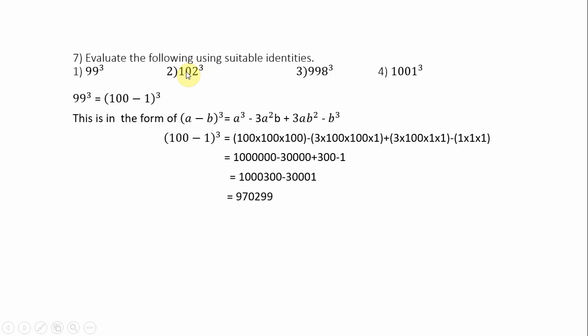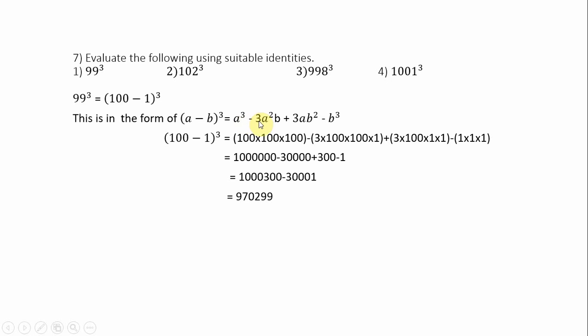102 whole cube, so you'll be writing it as 100 plus 2 whole cube because it is nearer to 100, plus, not minus. Now 100 plus 2 whole cube. So this is in the form of a plus b whole cube. Don't write a minus b whole cube. You'll be writing a plus b whole cube. Why are you going to write a plus b whole cube? Because you are writing this 102 as 100 plus 2. So here you will be writing 100 plus 2 whole cube.